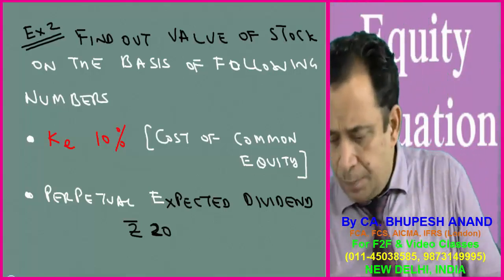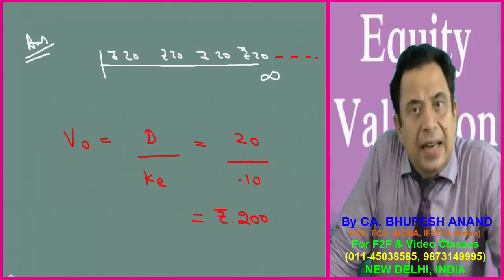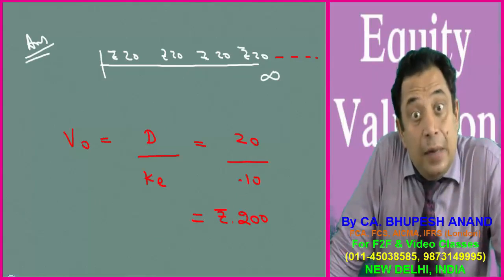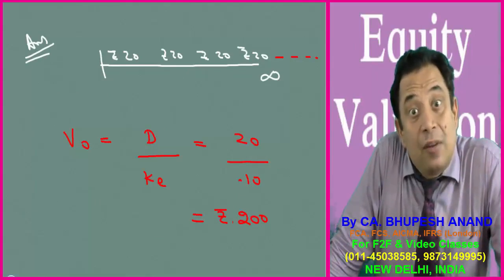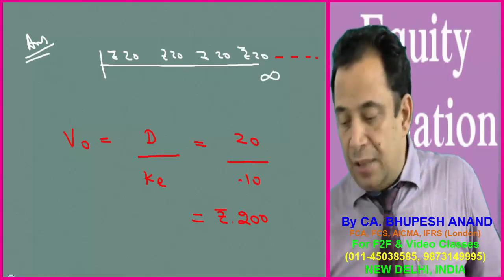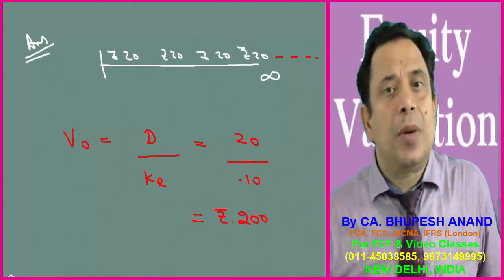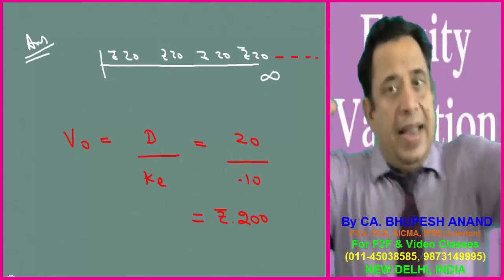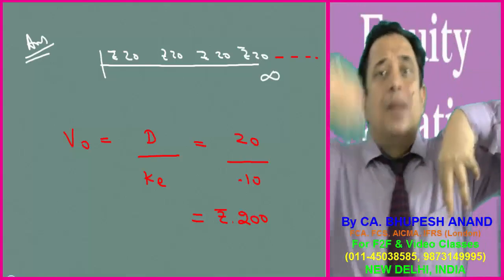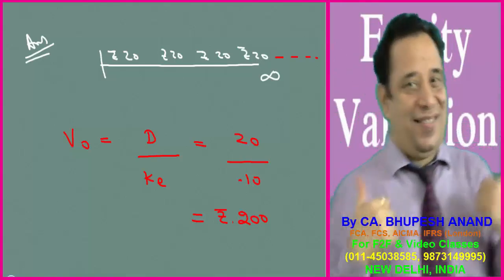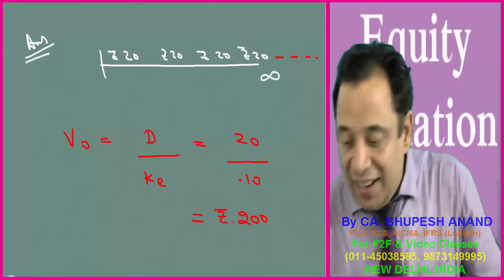So just see to it. I have prepared a timeline again. 20, 20, 20 will be the future cash inflows which I will be getting up to an infinite period, and V0 is equal to D upon KE, that is 20 upon 0.10, which comes to 200 rupees or $200. So with the help of these two examples, I have at least given you a resemblance of how I will be calculating the value of common stock with the help of the dividend discount model.